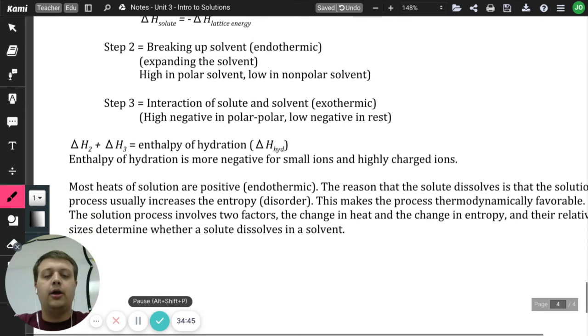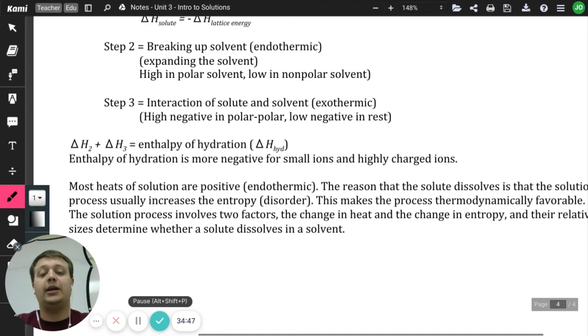The next is going to be the breaking up of the solvent. Again, anytime we're breaking that bond, that's going to be an endothermic reaction. So we're breaking up that solvent. Again, this is going to be very high in polar solvents and very low in non-polar solvents. Now, why did we not put ionic there? Well, that's because ionic are typically going to be solid at room temperature, right? And so we're not going to actually see that occurring with this.